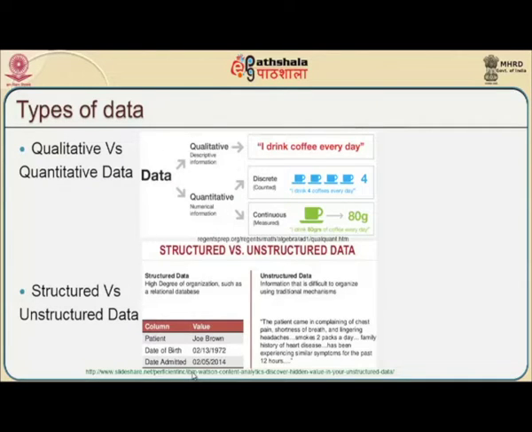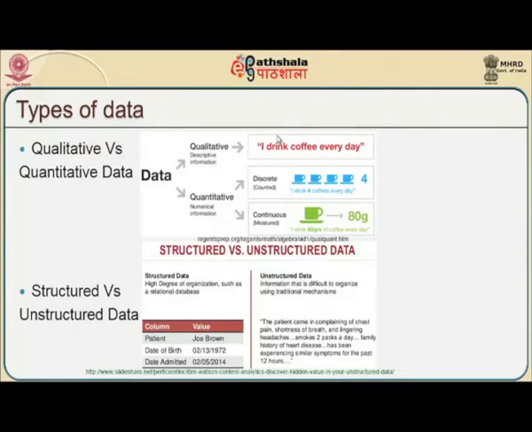Talking about the types of data, as and when we collect different data from the stakeholders, data could be of two different classes. One is qualitative versus quantitative data. The other is structured and unstructured data. If you look at this figure, with qualitative data, people will give descriptive information, like I like to have a very good coffee every day. That becomes qualitative information.